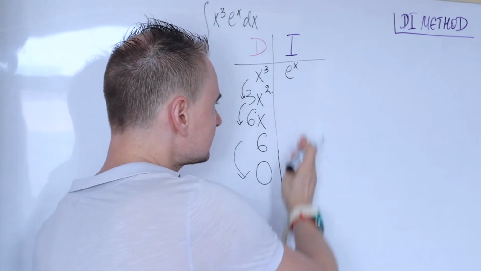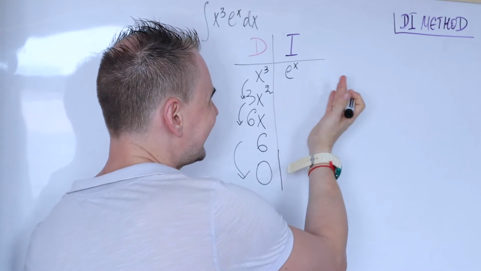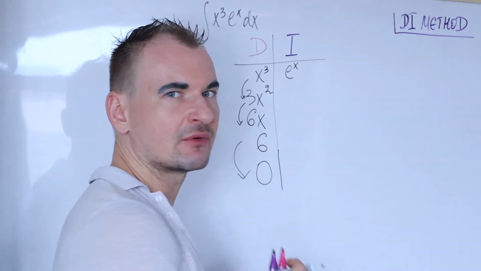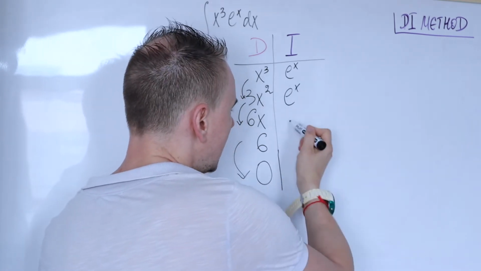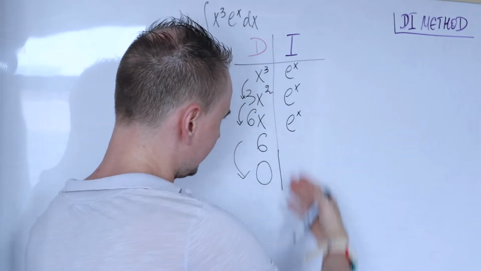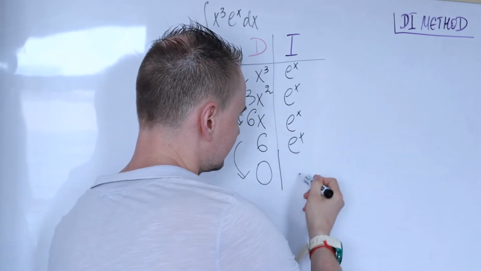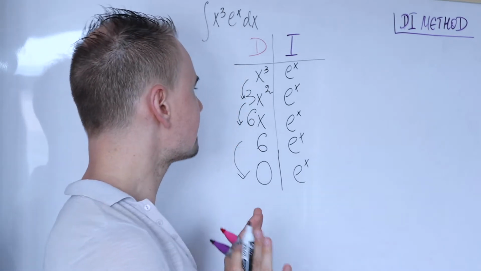Now, let's complete the second column. So the integral of e to the x is e to the x, it stays the same. And we're going to repeat. So the integral of e to the x is e to the x. So we're going to integrate, and it's going to be the same. Nothing special.